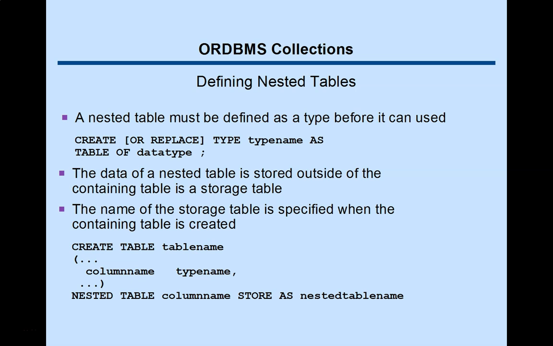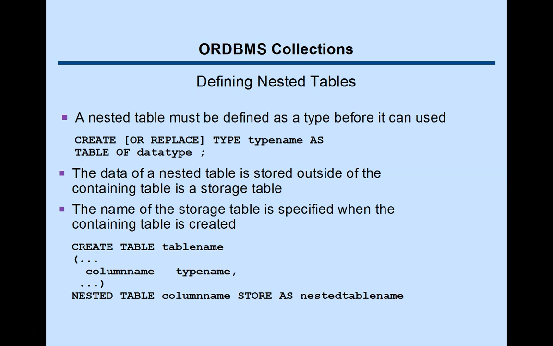We've created that type. The data of a nested table is stored outside of the containing table in the storage table or the store table. We've made that point a few times already. The name of the storage table is specified when the containing table is created. This is the table that will house the nested table. So we will then say create table, and here's our, say, relational table. We define a bunch of columns, and one of the columns is designated as having the data type of the nested table, the type name.